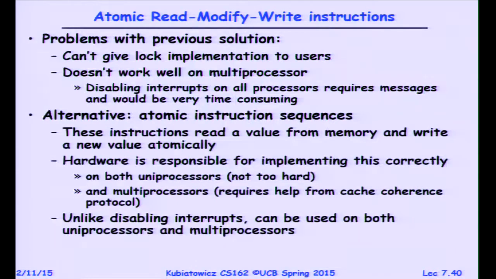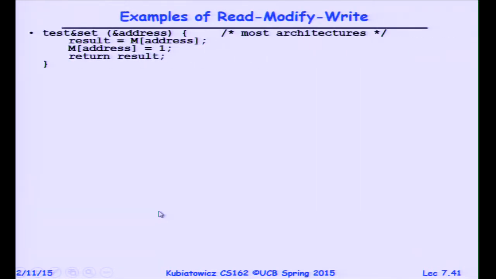And so an alternative is what are called atomic instruction sequences. And these instructions basically read a value from memory and write a new value atomically. The hardware itself is responsible for implementing this correctly. So this is raising our atomic sequence from just load and store to something a little more complicated like test and set. Okay, and unlike disabling interrupts, you can use this on a multiprocessor, and so here's some good examples.